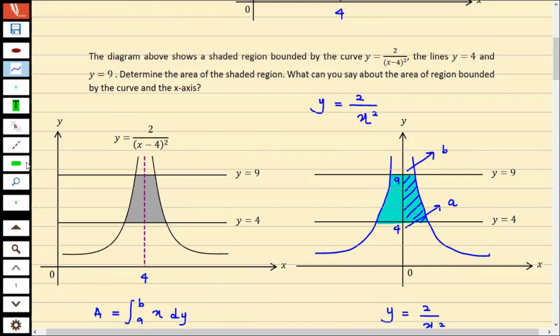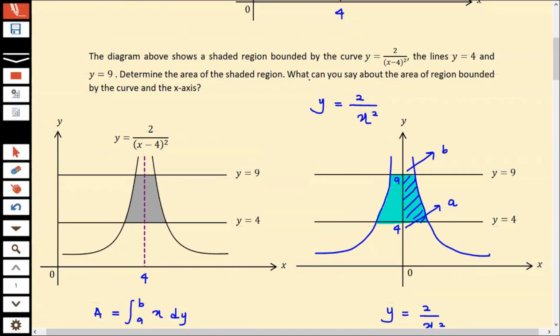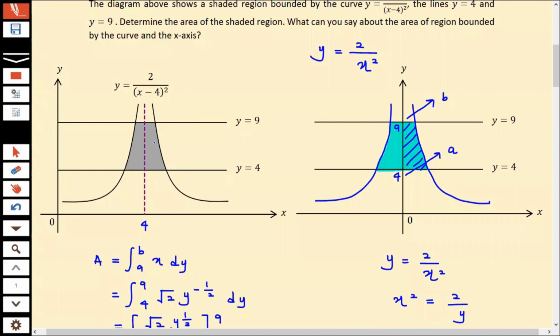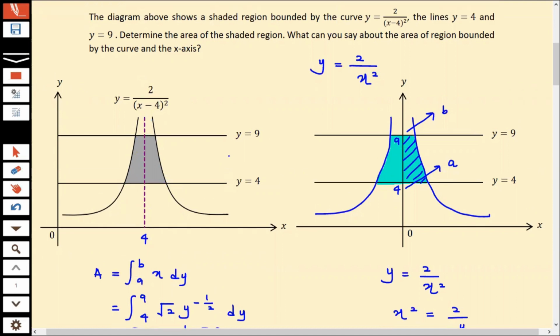Okay, this one, class. What can you say about the area of the region bounded by the curve and the x-axis? Okay, class, let's say we want to integrate this curve using this value and this value, right? So when you integrate, what will happen is, I told you, right, this is infinity. So the area will keep on going on top. So the answer is going to be infinity. Understand? The answer is going to be infinity, undefined.